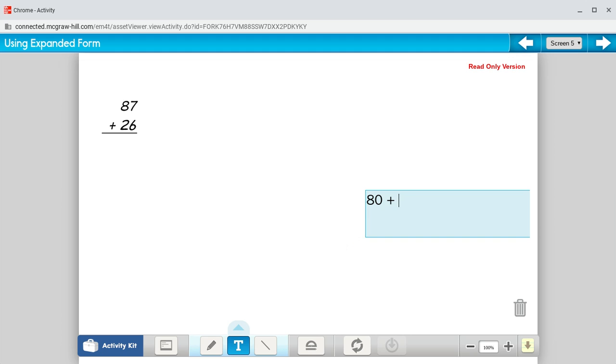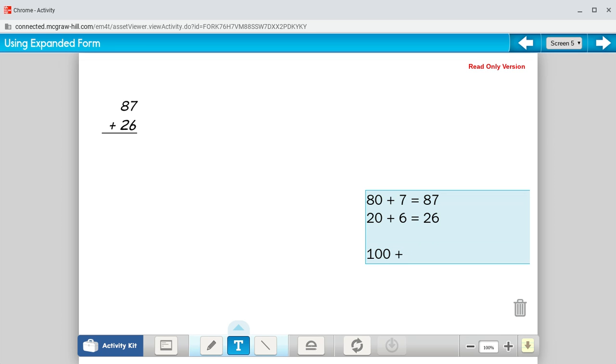80 plus 7 equals 87. Right? 26. There it is, right with the words that I say when I say that number. 26. 20 plus 6 equals 26. Okay, now I can bring all of my parts together. 8 plus 2 is 10, which means 80 plus 20 is going to give me 100. 80, 90, 100.